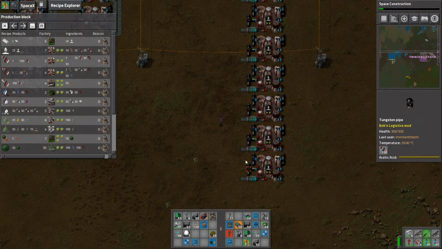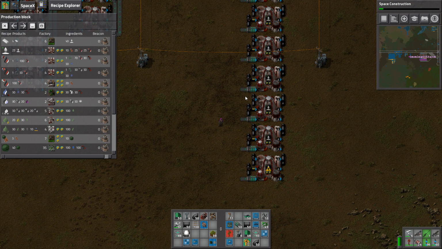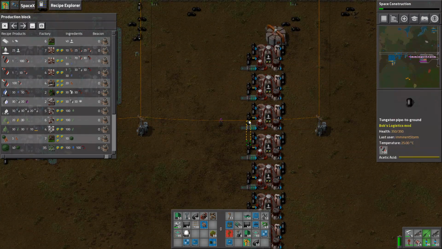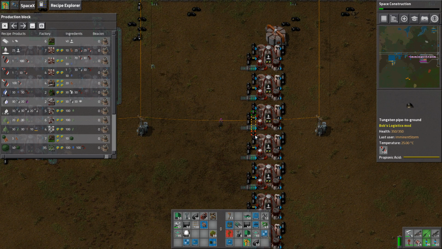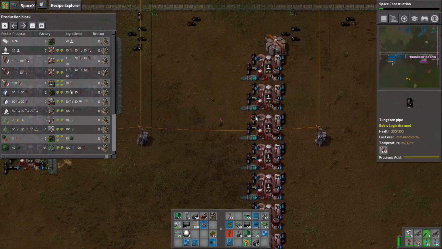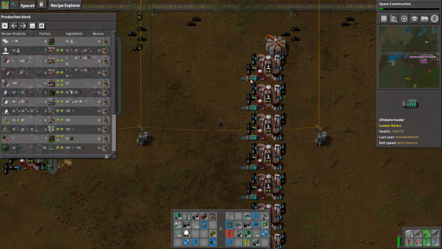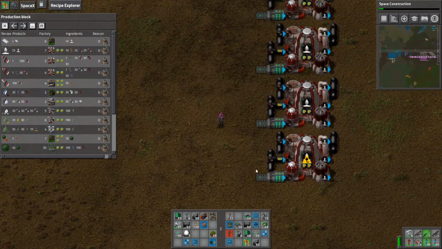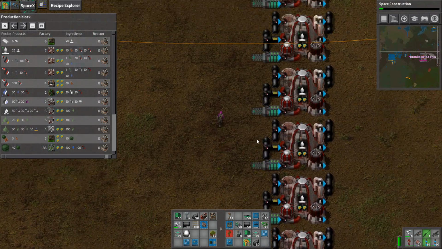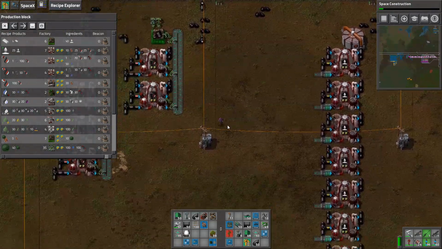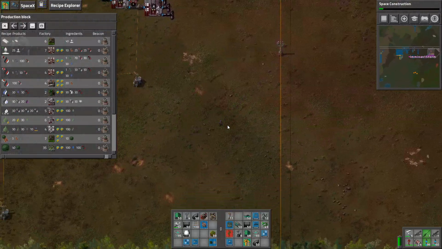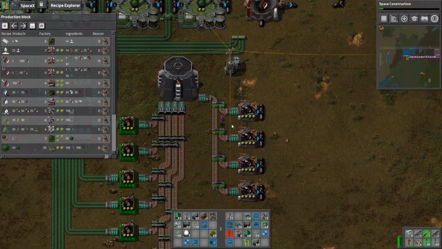So if I did 3, I could do 6. If I did 4 lines, I think it would probably be better. So 4 lines with 3 of them feeding 2. And then the last line just feeding this one, I think is probably what we're going to go ahead and do. All right.